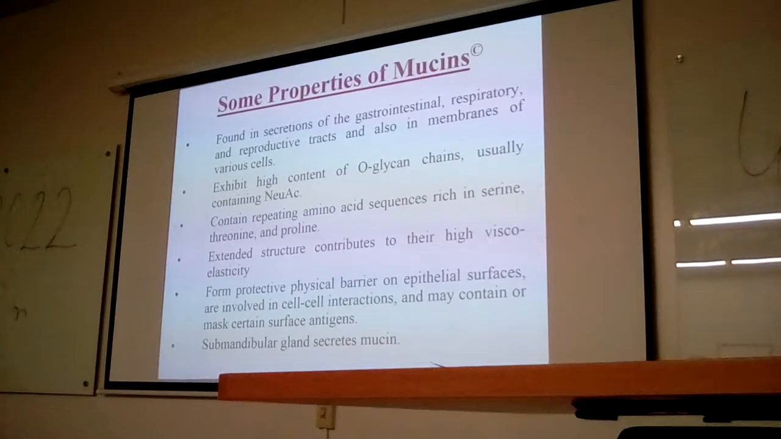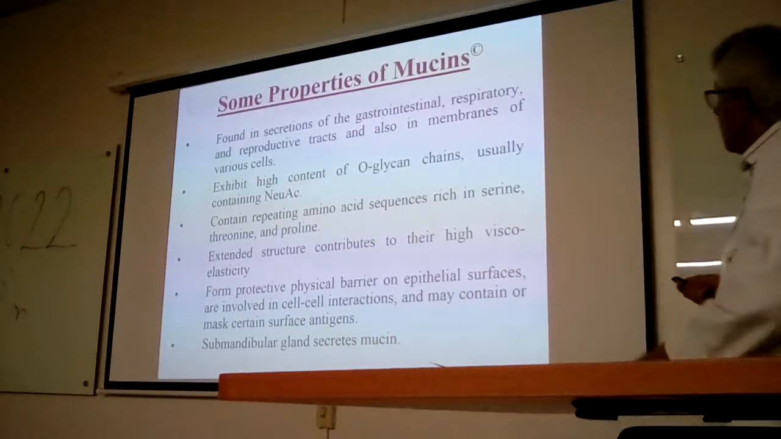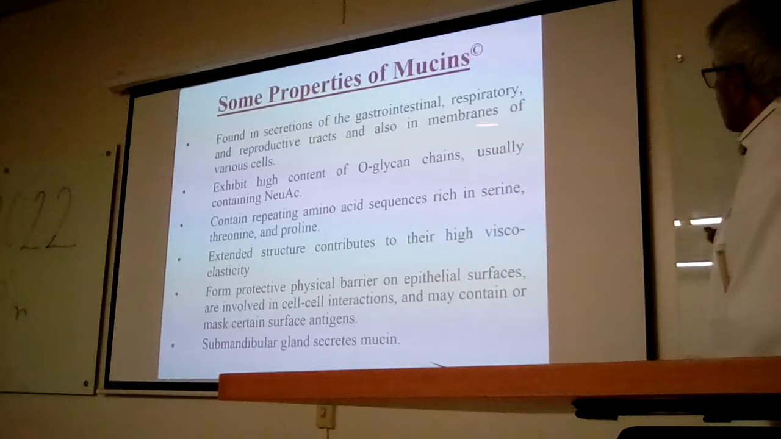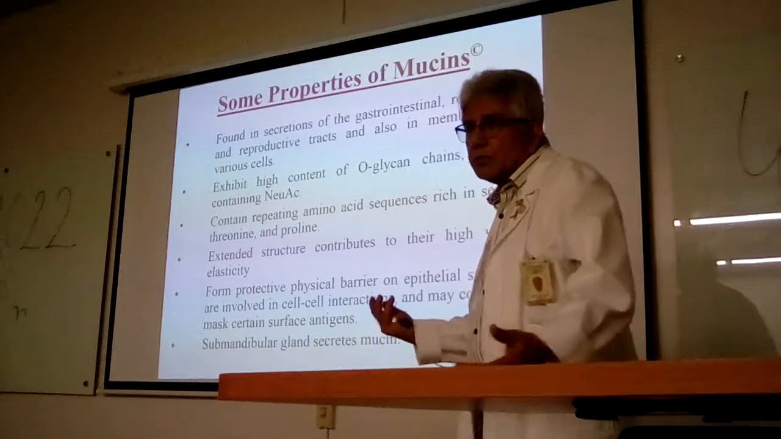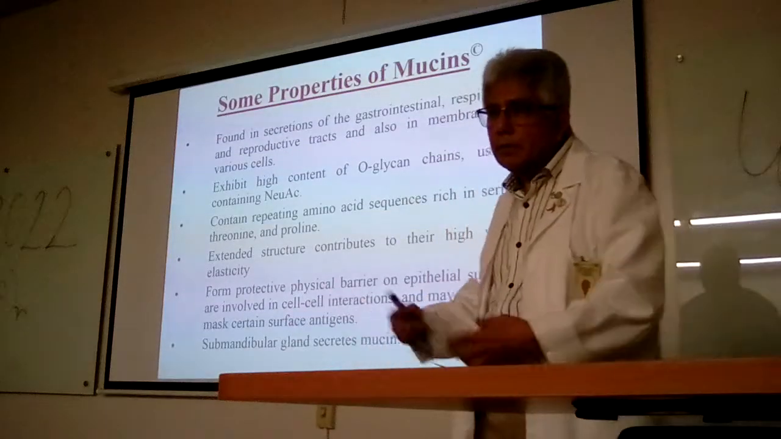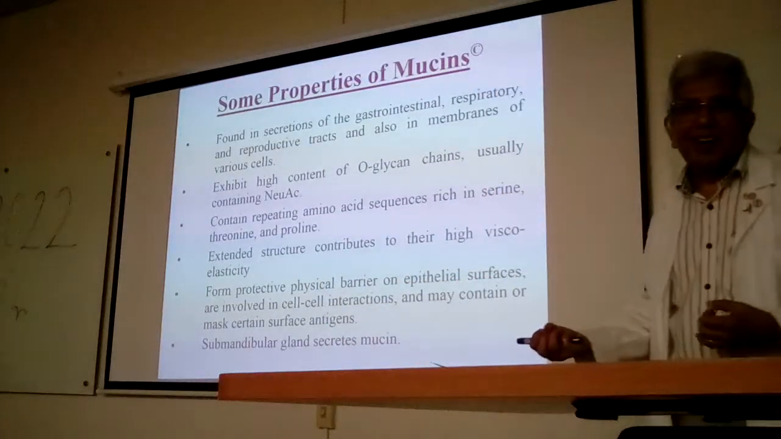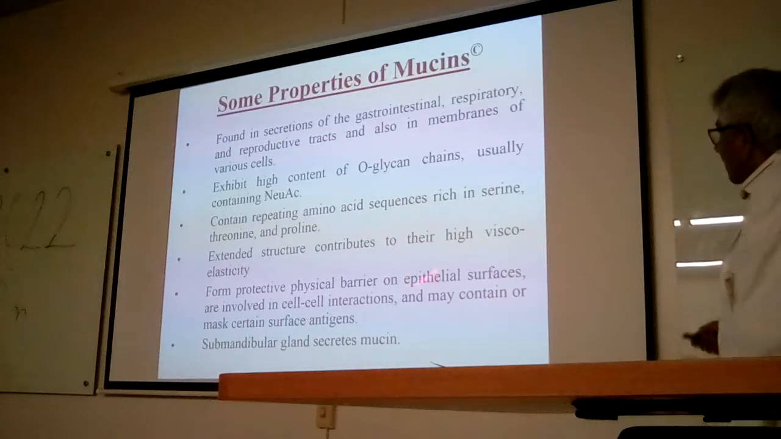So the technology has helped us to understand. Otherwise, it would be a black box. The properties of mucins: you can find them in the gastrointestinal secretions, the respiratory secretions, the reproductive tracts, and the membranes of various cells. Since these books are written mostly by biochemists, medical biochemists, and I don't think any books are written from dental biochemistry, they hardly give any reference to the oral cavity. So it's our responsibility to put it there.